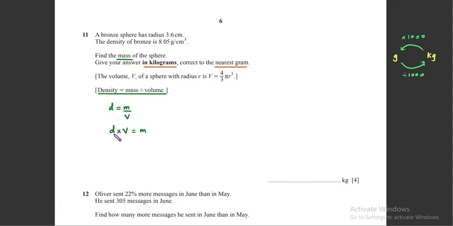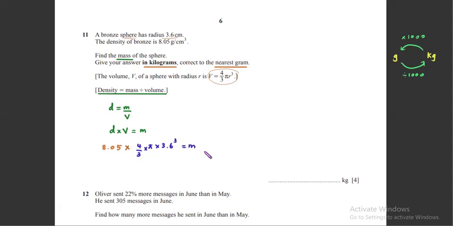So first, I'm going to multiply the density with the volume. The density is 8.05 grams per cubic centimeter. I'm going to multiply that with the volume. To calculate the volume, the radius of the sphere is given to us, and the formula for the volume of the sphere is given here. So I'm going to substitute it as 4 over 3 times pi times the radius, which is 3.6 cubed. This will give us the volume. We multiply this volume with 8.05. This will give us the mass.